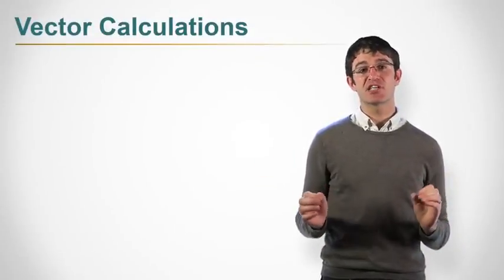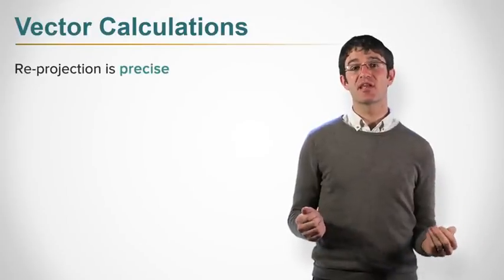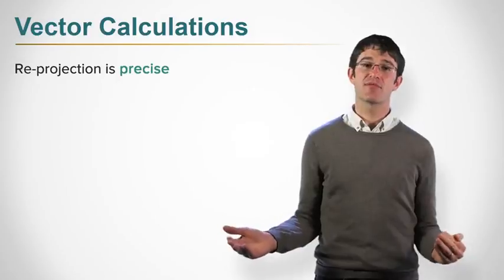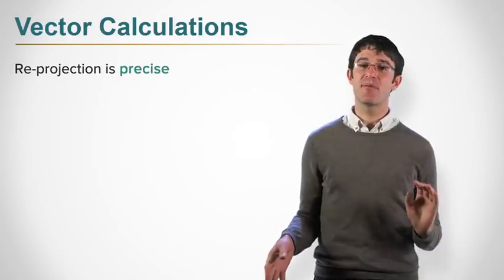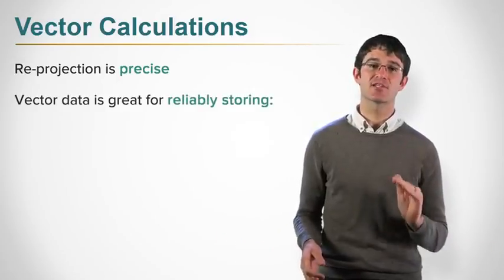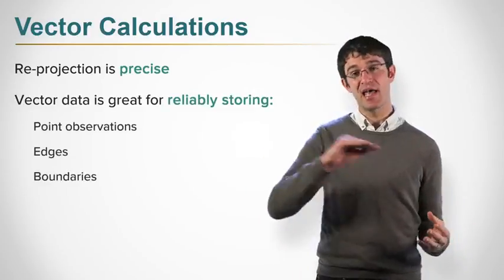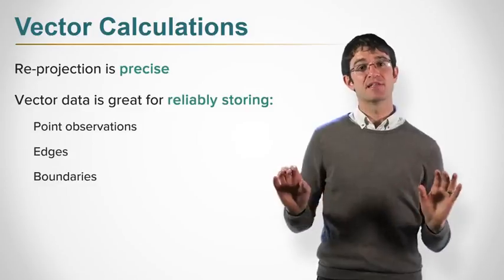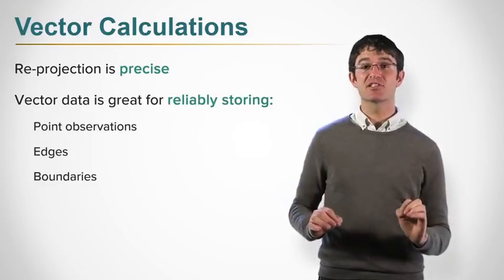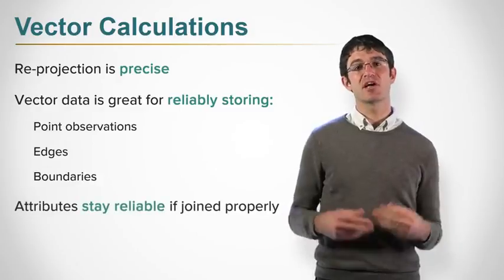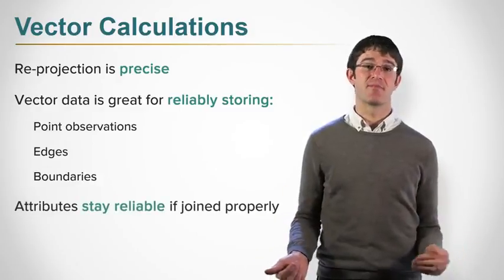Similarly, reprojection of data from one coordinate system to another in the vector data model is comparatively precise. We'll go through why it's harder for rasters a bit later in the course, but this property makes vector data a reliable way to store features if you want to capture precise locations for point observations, edges, or boundaries. Similarly, since many modifications of the data don't affect the attributes, those attributes stay reliable so long as they are appropriately joined into the data.